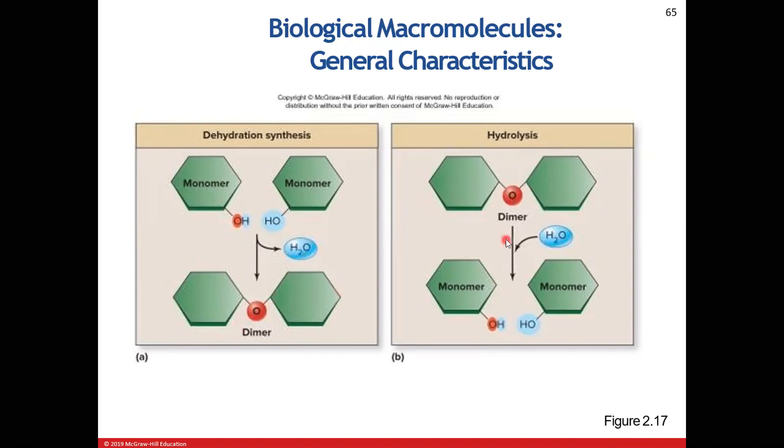Now, if we go through the hydrolysis reaction, we're going in reverse. We're adding water to the system. Again, here comes the water, here comes your dimer. We add water. Here's the OH, or the hydroxyl group, to one monomer. Here is the hydrogen that's added to the other hydroxyl group. And now we're back to our original monomer molecules.